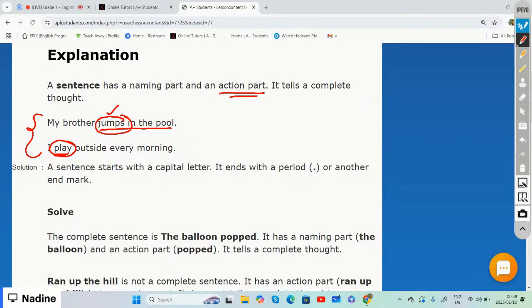And this is basically a complete sentence. A complete sentence has both a naming part and an action part. The naming part tells us who or what is doing the action within a sentence. And the action part is the action that the naming part does within a sentence.